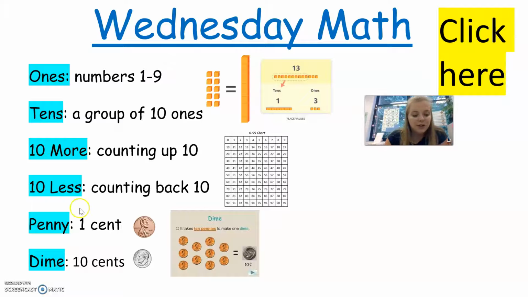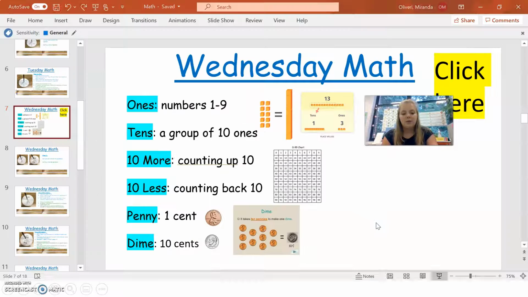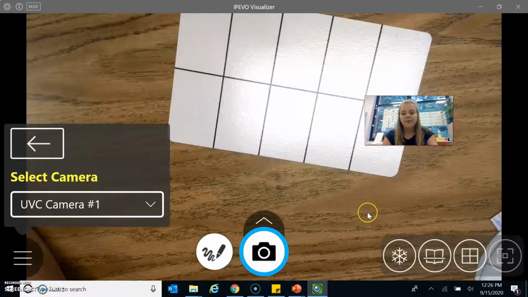The last two are the new ones. So penny, remember this is a penny. Penny equals 1 cent. And a dime is 10 cents. So 10 pennies equals 1 dime. Let's look at that one more time together. Okay.